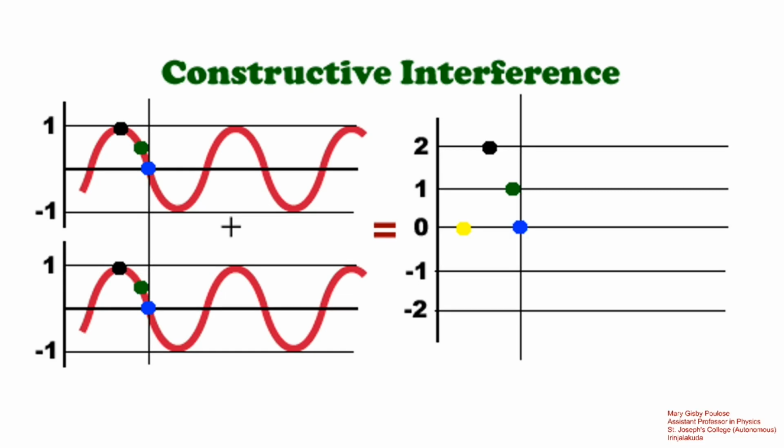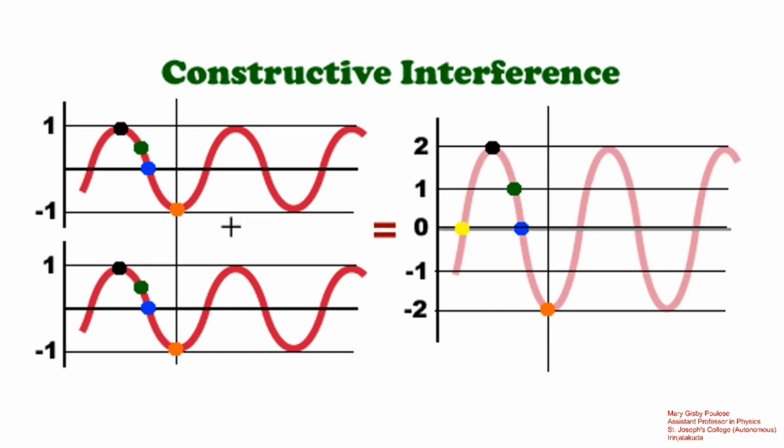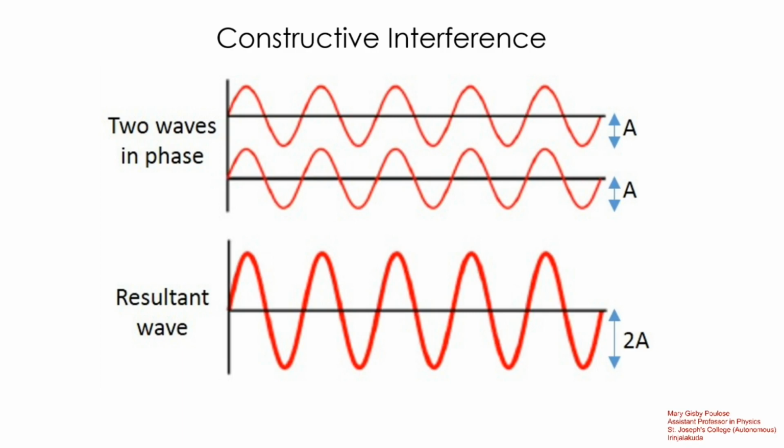Or the phase difference can be an even integer. So it can be 0 or any even integral multiple of pi. Hence, the constructive interference of two waves in phase is given as the resultant wave shown below. If the amplitudes of the individual waves are A, then the amplitude of the resultant wave will be 2A.